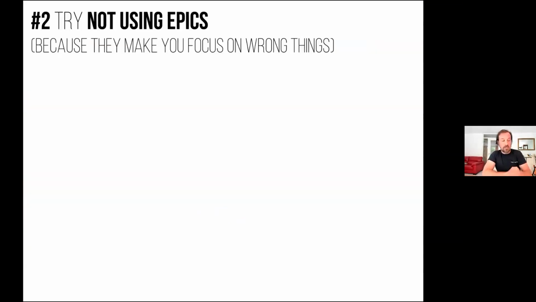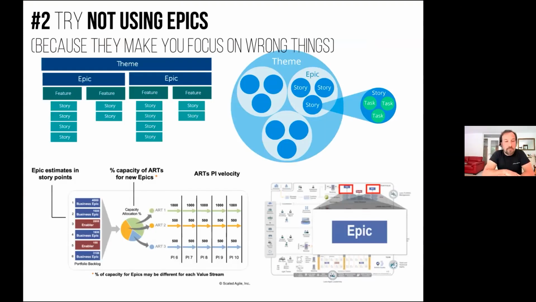Idea number two, also not something you haven't heard of: try not using epics, because they will make you focus on the wrong thing. If you Google Agile and epics together, you'll find lots of pictures that look quite complex. They describe the hierarchy of the items: there's theme, there's epic, there's feature, there's story. What is that? What is an epic? Is it just a bigger story, or a smarter story? Is it more valuable than a story?